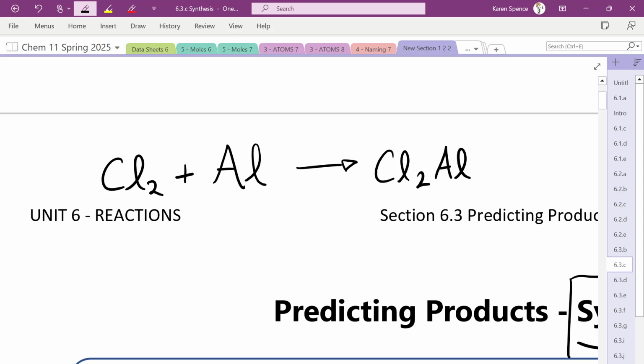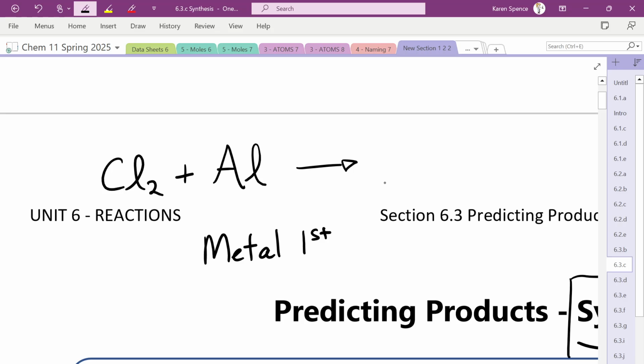Yeah, the nonmetal cannot go first. We have to put the nonmetal second, okay? So we have to put the metal first. So let's try it again. I'm going to get rid of that. Metal first, non-metal second, Cl2. In a compound, it's not diatomic, right? So maybe I should just have AlCl. Do we love that?